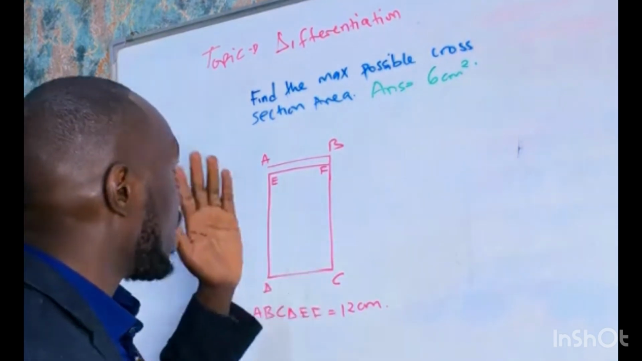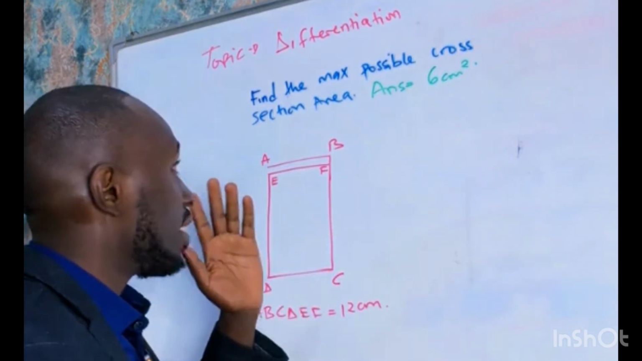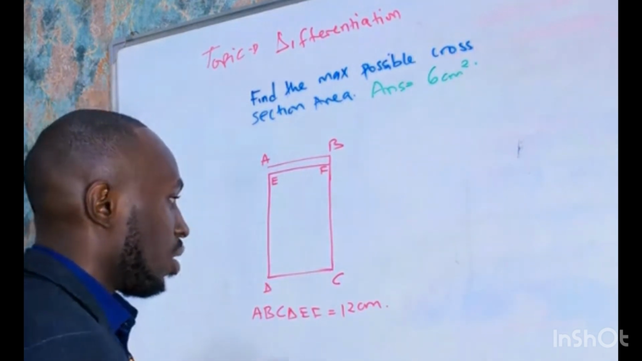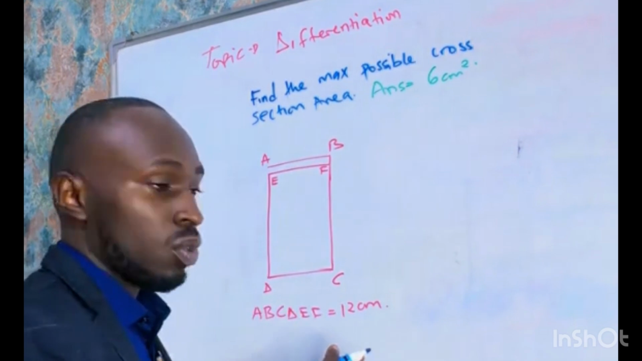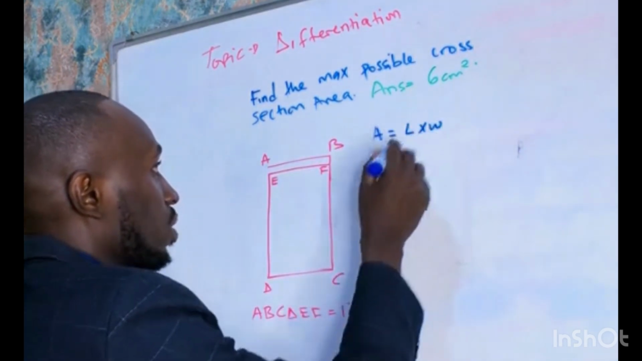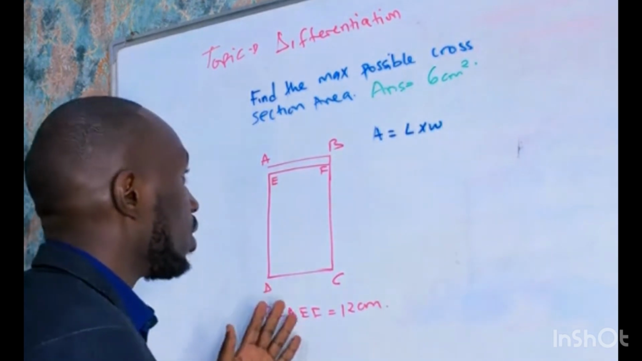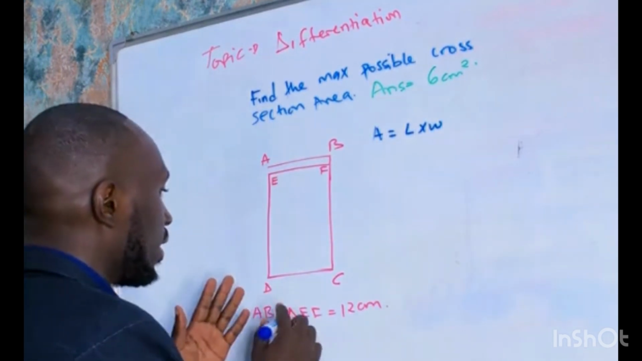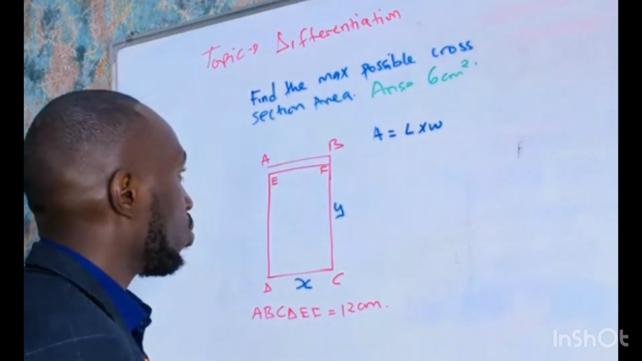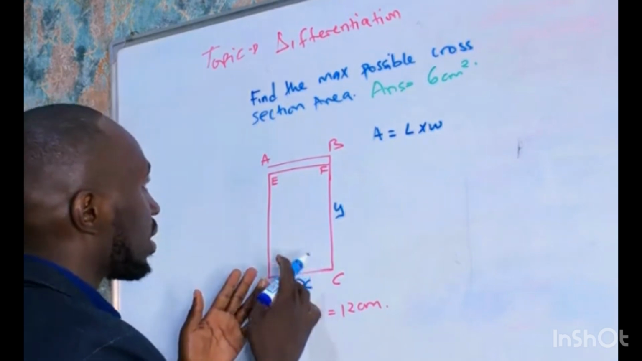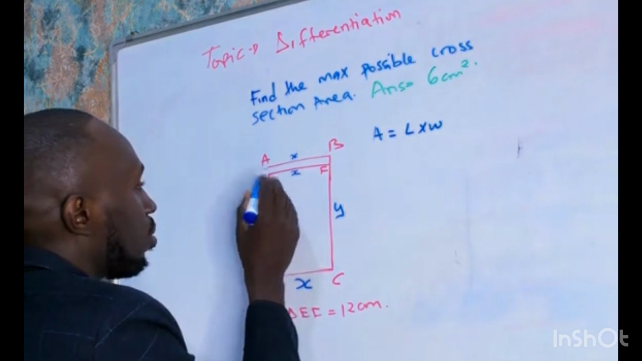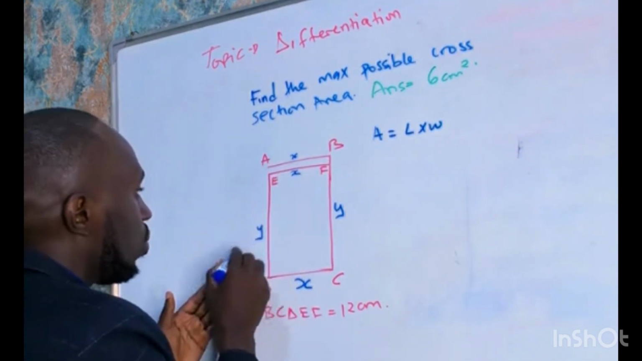We are finding the maximum possible cross-sectional area. Now, let us remind ourselves, what is the area of a rectangle? The area of a rectangle is length times width. We don't have the length or the width, so let's say the width is x and the length is y. This matchbox has this extension, which will also be x, and EF, which will also be x, and DE, which will be y.